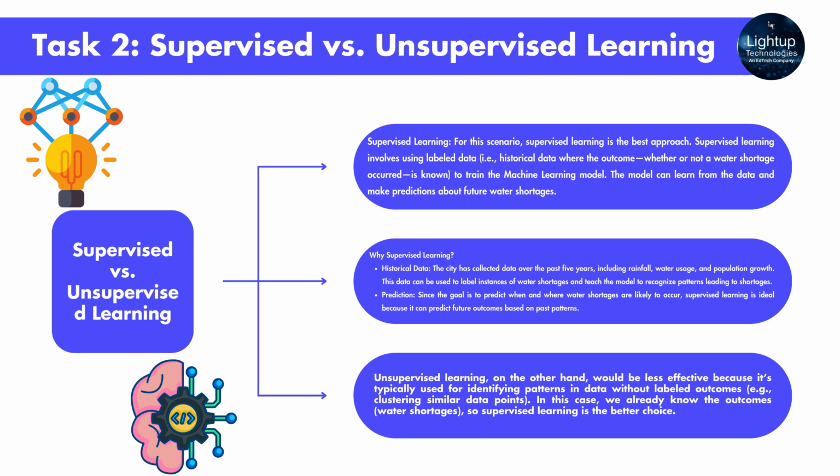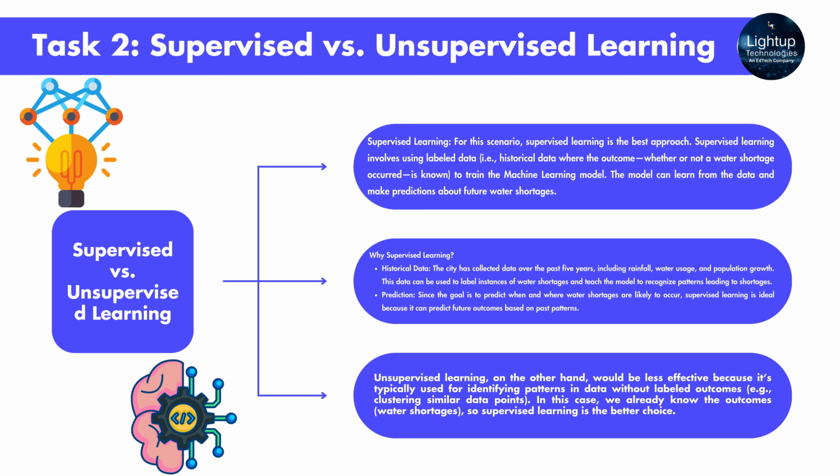Why supervised learning? Historical data. The city has collected data over the past 5 years, including rainfall, water usage, and population growth. This data can be used to label instances of water shortages and teach the model to recognize patterns leading to shortages. Prediction. Since the goal is to predict when and where water shortages are likely to occur, supervised learning is ideal because it can predict future outcomes based on past patterns.